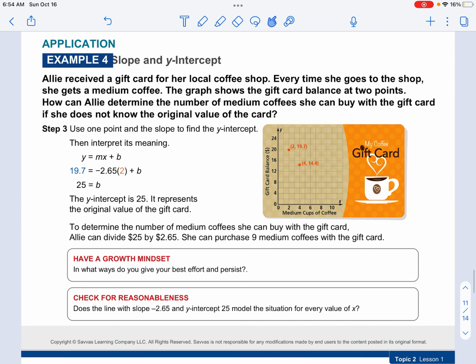So then you're going to use one of the points in the slope to find the y-intercept, and that is going to be what the card is going to start out at. So here, after you plug in the point in your slope, you end up with a y-intercept of 25, which represents the original value of the gift card.